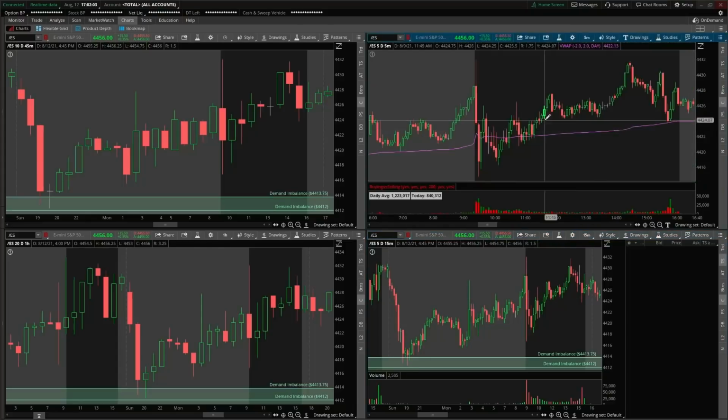The S&P moved completely sideways. We got a bunch of doji candles. Volume was extremely, extremely low. And in my opinion, this is a type of day that's just going to deplete more mental capital and more physical capital in your account than actually benefit you and actually make you money.